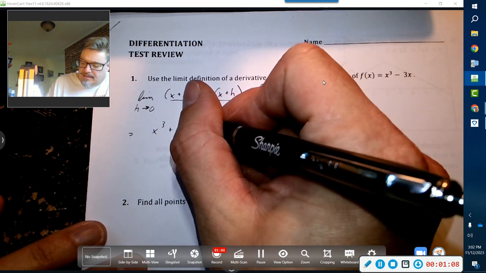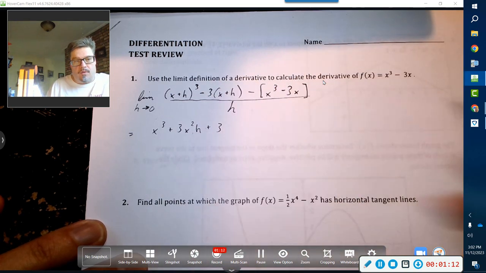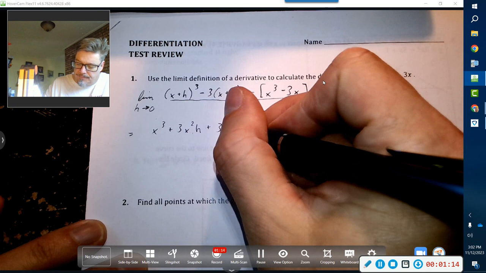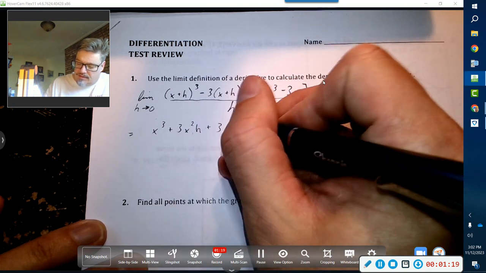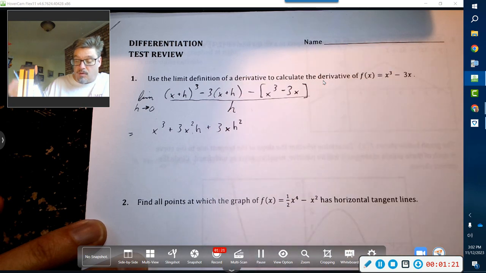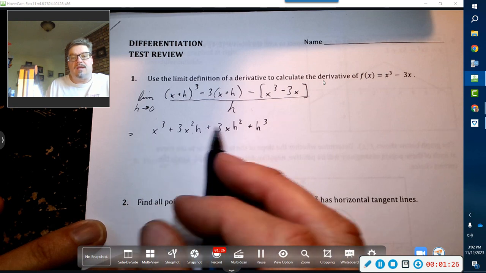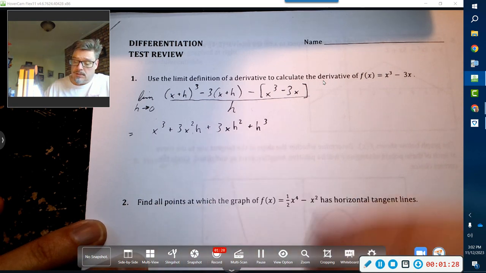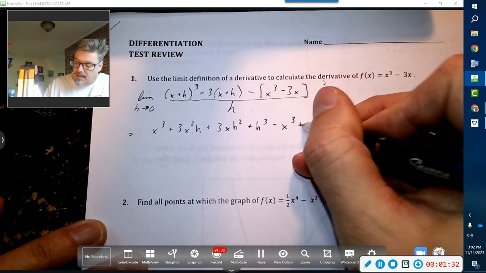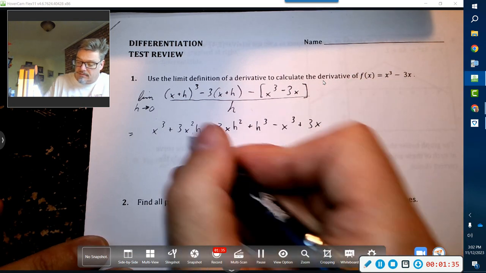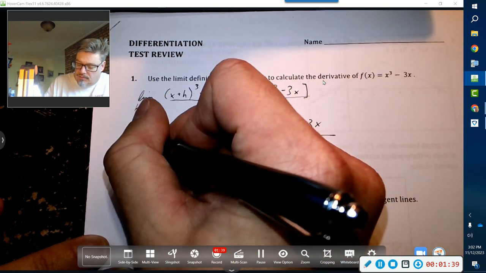And remember, the x's drop a degree and then the h appears. And then Pascal's triangle appears. And there's no number in front here, so this guy will just drop a degree. And then h will go up until finally h goes to the third degree. And that's a 1, 3, 3, 1 from the triangle. And then we've got minus x to the third, and then plus x, 3x, all over h, and of course this is the limit as h goes to 0.